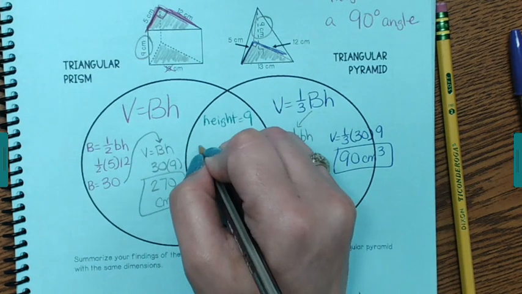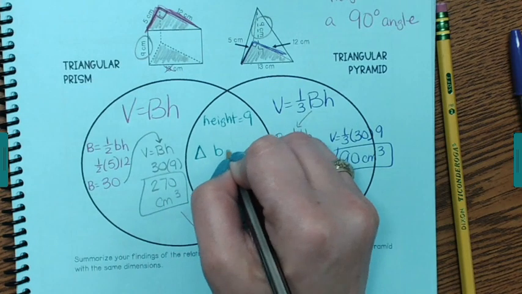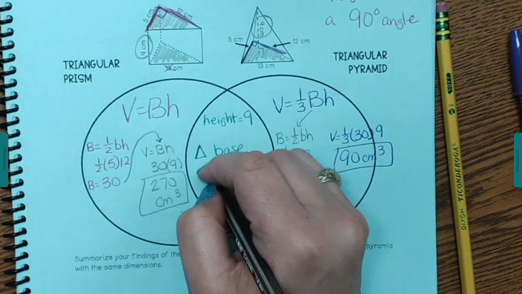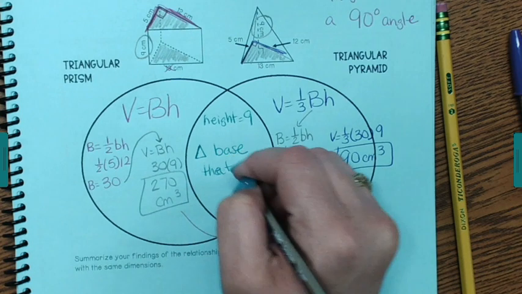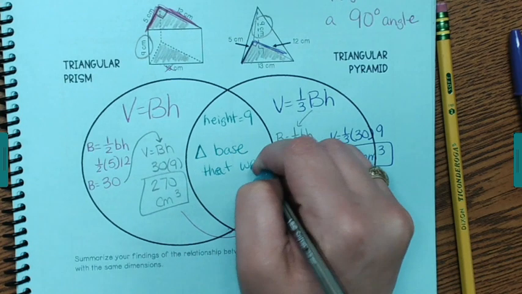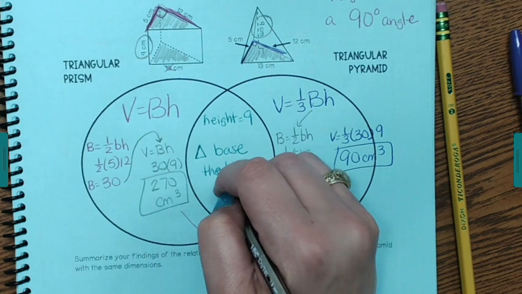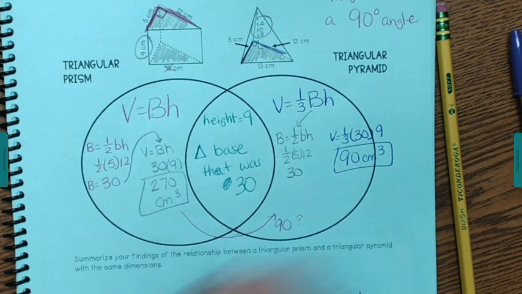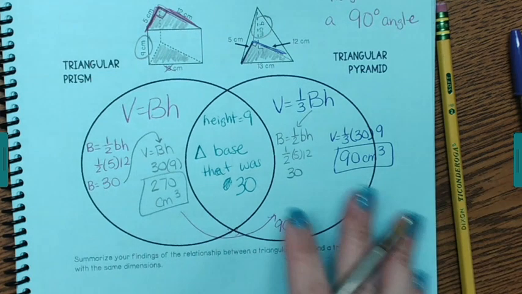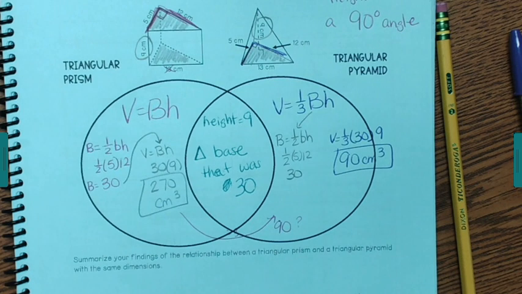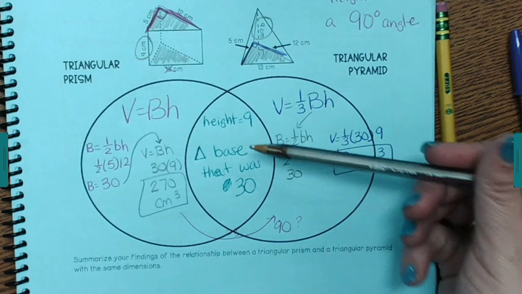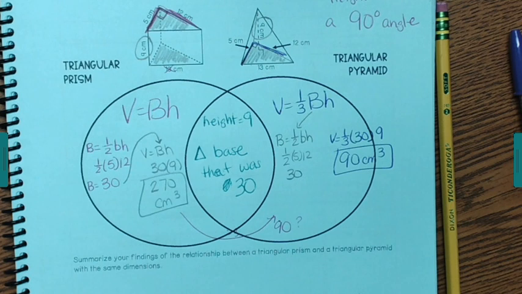They both had what kind of base? A triangle base. That was 90. No, sorry, it was 30. They both had a triangle base that had 30. So as long as the numbers are all the same, you don't have to redo the whole problem. Okay? You just divide by 3 or you multiply by 3. But for that to happen, the height and the base have to be the same. Okay? It's very important that you understand that relationship.